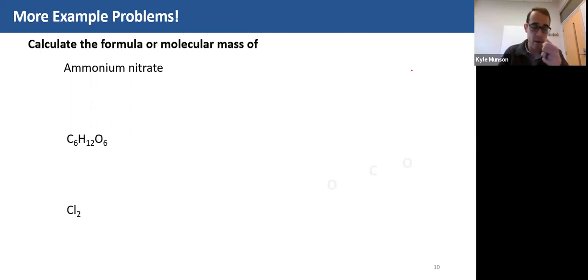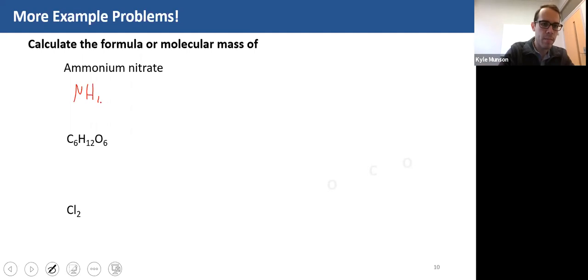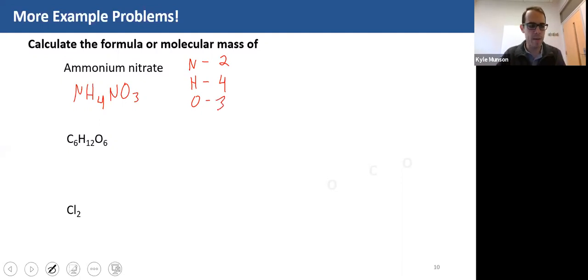Okay, so I'm going to go a little quicker now. And again, we're going to write down the formula first. So this is the formula for ammonium nitrate. Again, I'm going to write down how many of each element I have right here. So I have 2 nitrogen atoms, 4 hydrogen atoms, and 3 oxygen atoms here. So hopefully you wrote down the same thing, okay? Just again, using the subscripts to count the number of atoms.